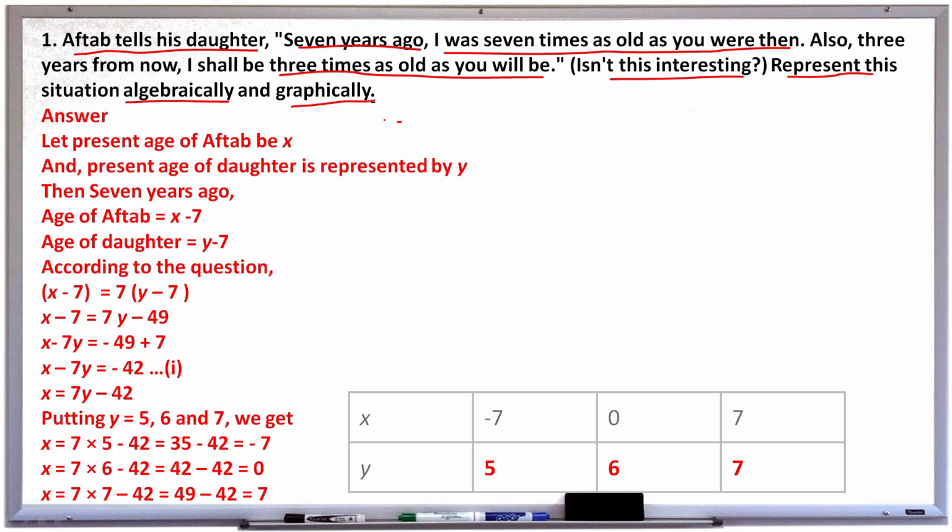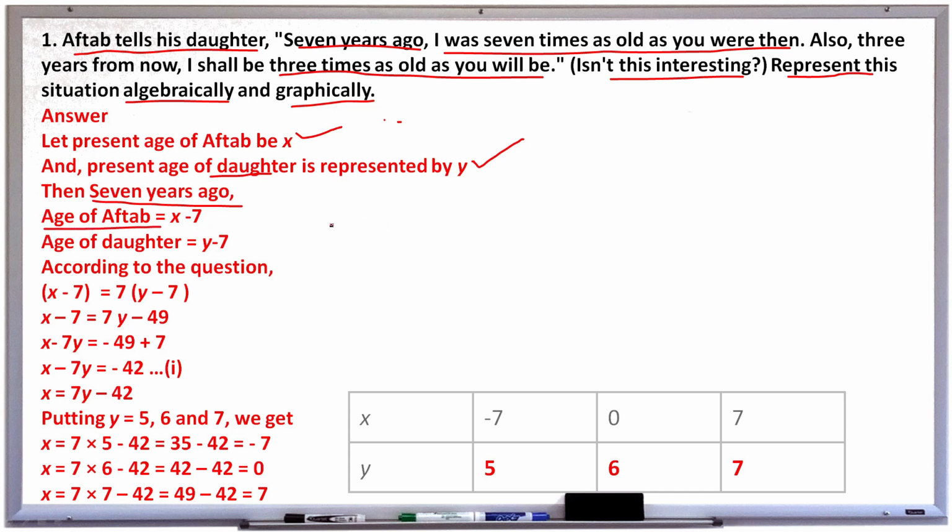Now from the sum we can represent. Let the present age of Aftab be x and the age of his daughter be y. 7 years ago, it is there in the question. So 7 years ago, what will be the age of Aftab?